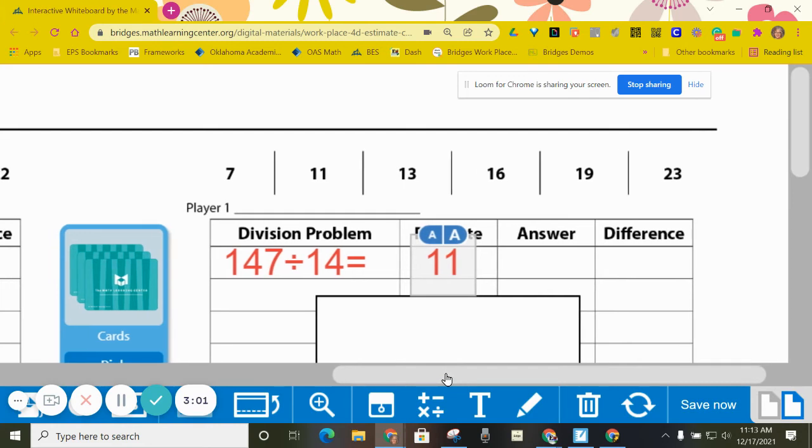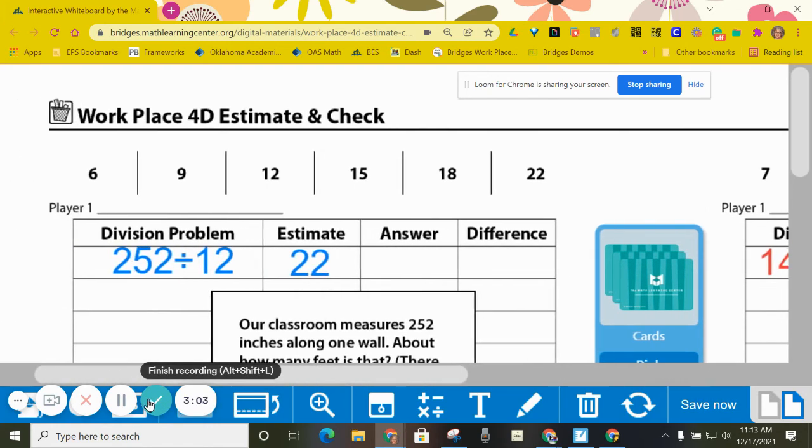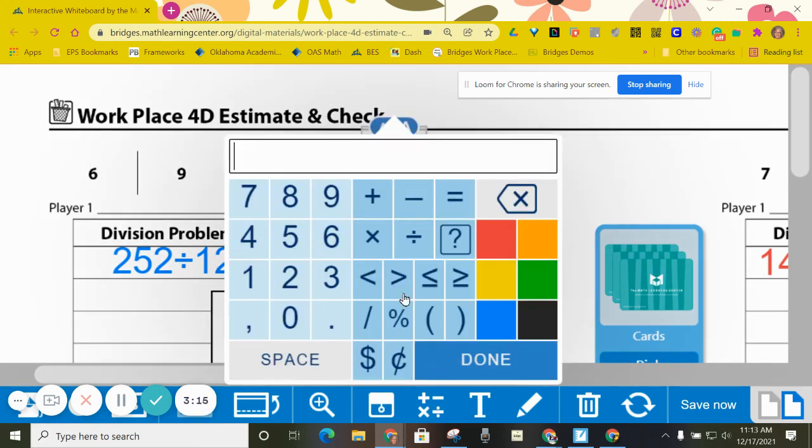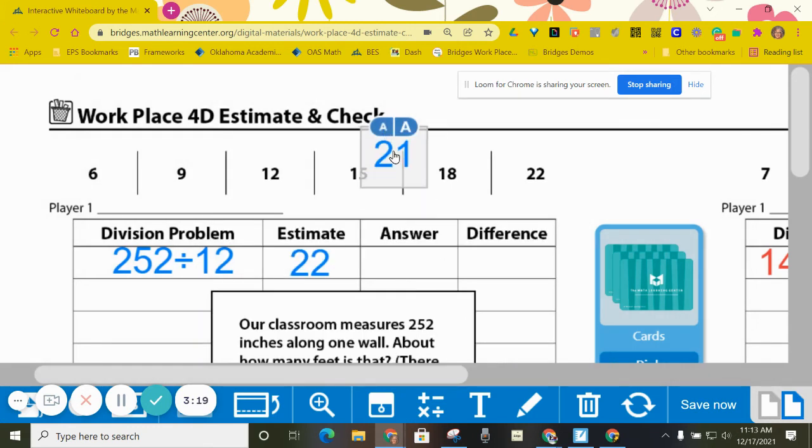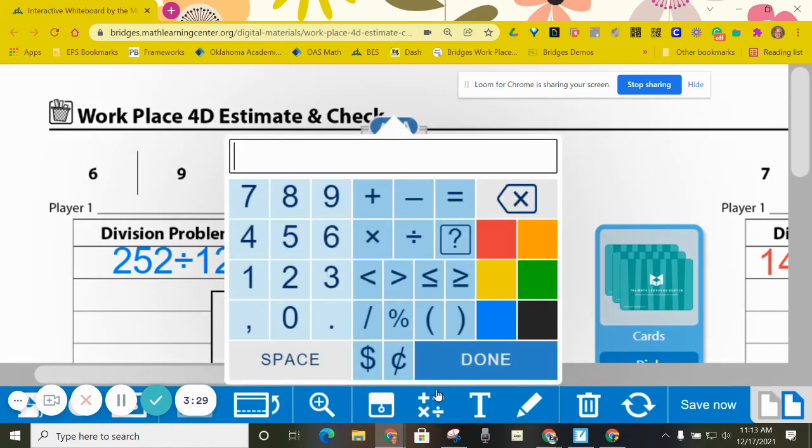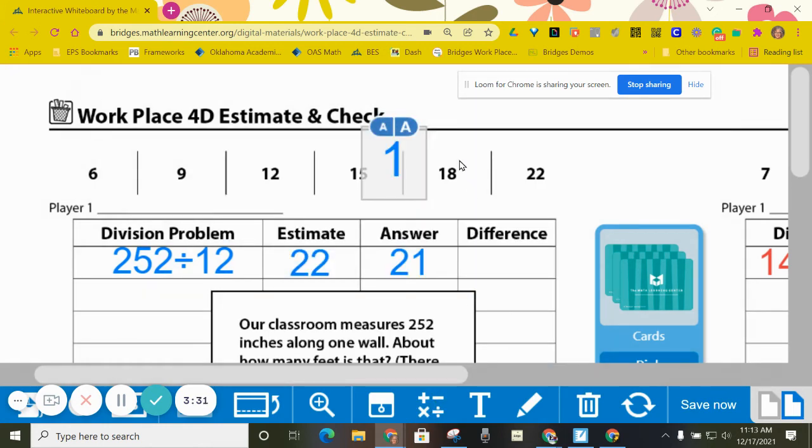Now, each of us is going to use a calculator to see what the actual answer is. So I'm going to enter 252 divided by 12 into my calculator, and I got 21. So I'm going to record that right here. And then I'm going to find the difference between the estimate and the answer. And, well, I only have a difference of 1. So that was a good estimate.